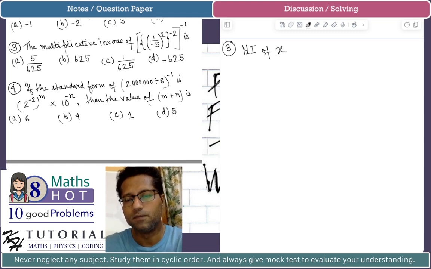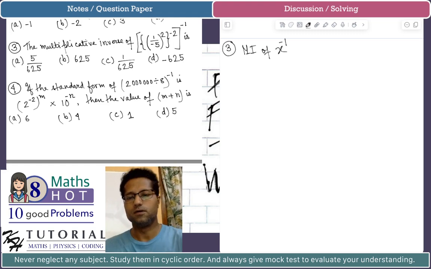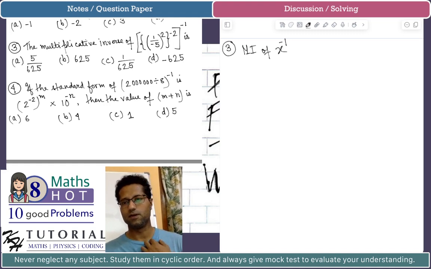Please know that the multiplicative inverse of an expression of the form x to the power minus 1, where x is any non-zero rational number, is x to the power minus 1. We always find the multiplicative inverse of any rational number x by raising it to the power minus 1.